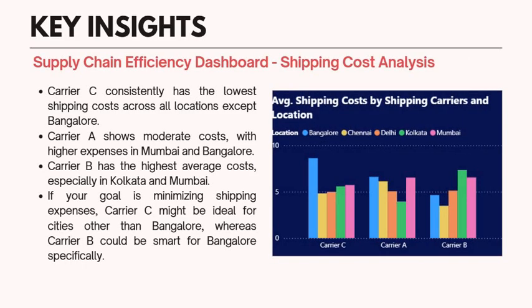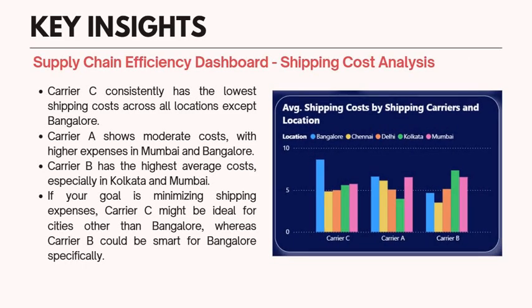Moving on with the next question. How do shipping costs vary by shipping carrier and location? After analyzing this clustered bar chart of shipping costs, I can clearly say that carrier C consistently has the lowest shipping cost. As you can see here, in all the locations except for Bangalore, which is in blue color, it has consistently the lowest shipping cost.